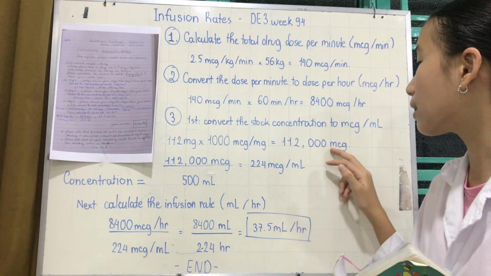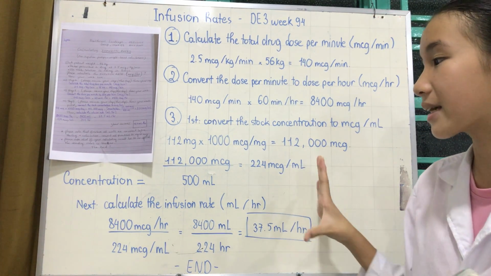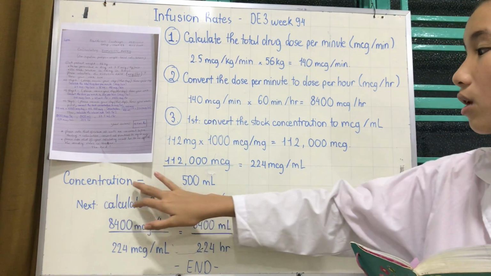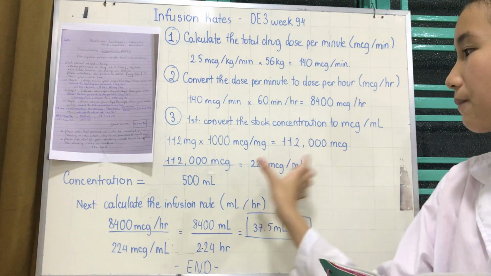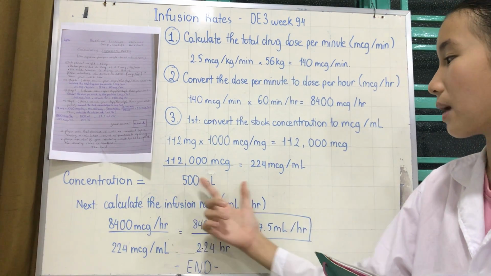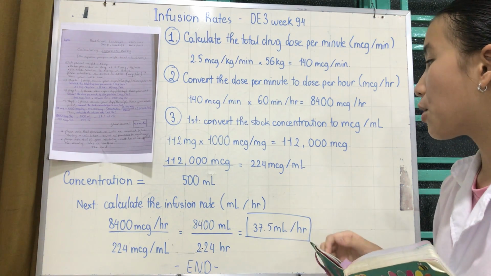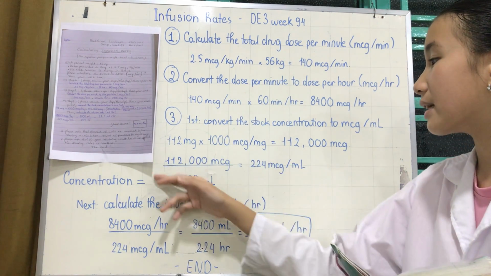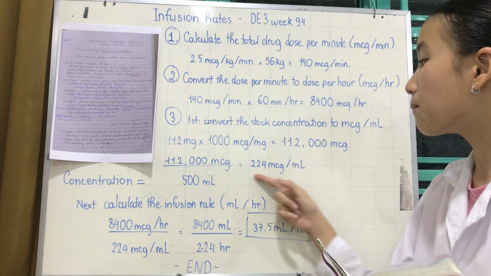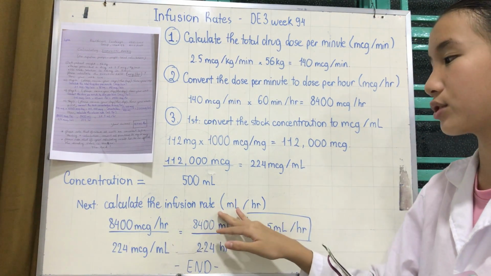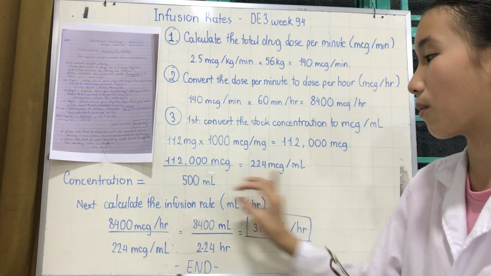112,000 micrograms. So next, we will need to find the concentration. So the concentration will equal this amount divided by 500 milliliters, which will equal 224 micrograms per milliliter. So that is the amount of micrograms per milliliter. Next, to calculate the infusion rate. So this is the actual part.